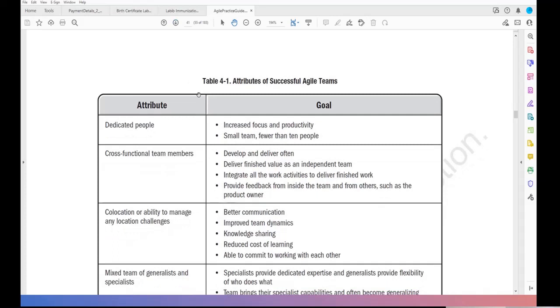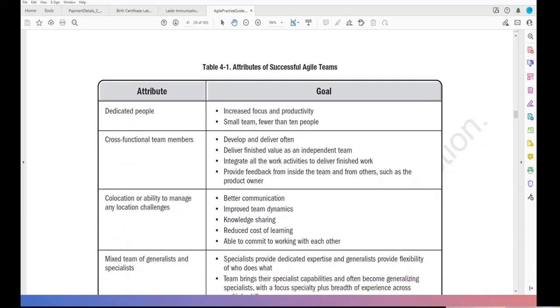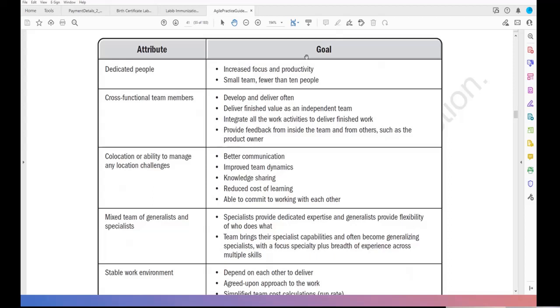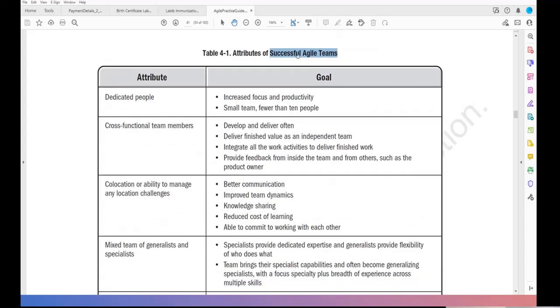Okay. In here, you see attributes of successful agile teams. How can you be successful? So in here, it's saying that this is the attribute, this is the goal. We need dedicated people, those who are dedicated for the project, 100% dedicated. For example, you take an intern. He can only commit 50% of the work to your project. Is he dedicated? No, he's not dedicated. So we need 100% committed people. So that's why it's called successful agile teams. You need to remember that.